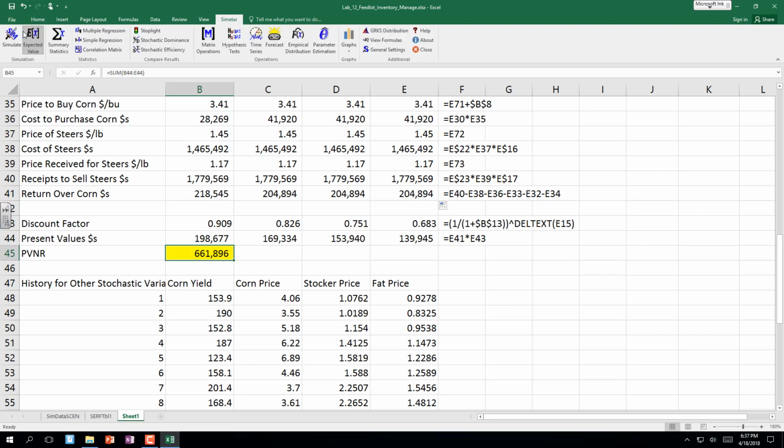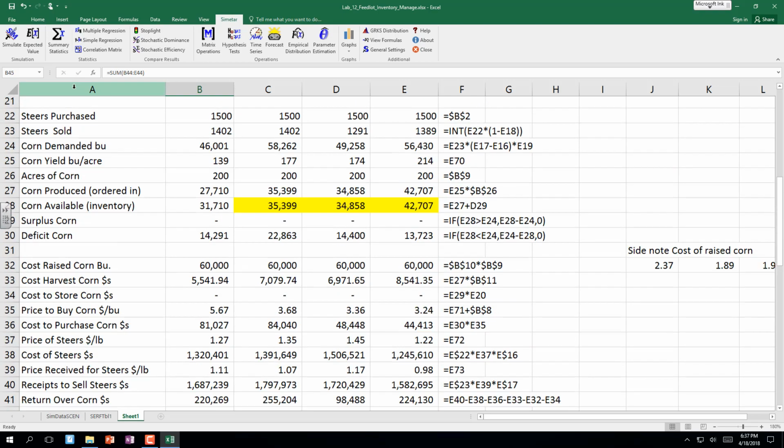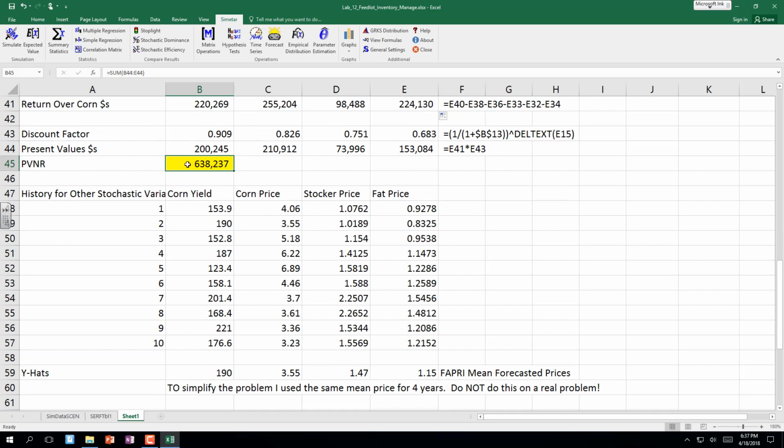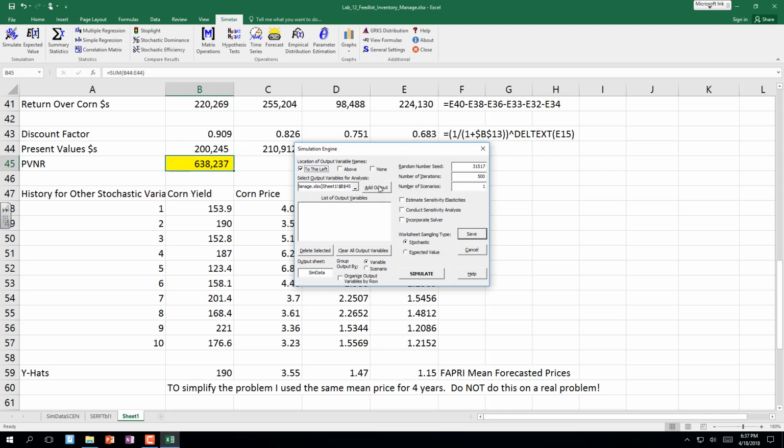Let's turn this on to stochastic and see if this is what we want to do with the rest of our lives. There are a couple of negatives in there, and remember, we still have to pay labor, management, and all those other expenses. Okay, so how many scenarios do we have? We have 4 scenarios. We're going to simulate this present value of net returns over corn. Left, output, 4 scenarios. And we're going to put it in SIMData, SCEM, because it's already programmed for us.